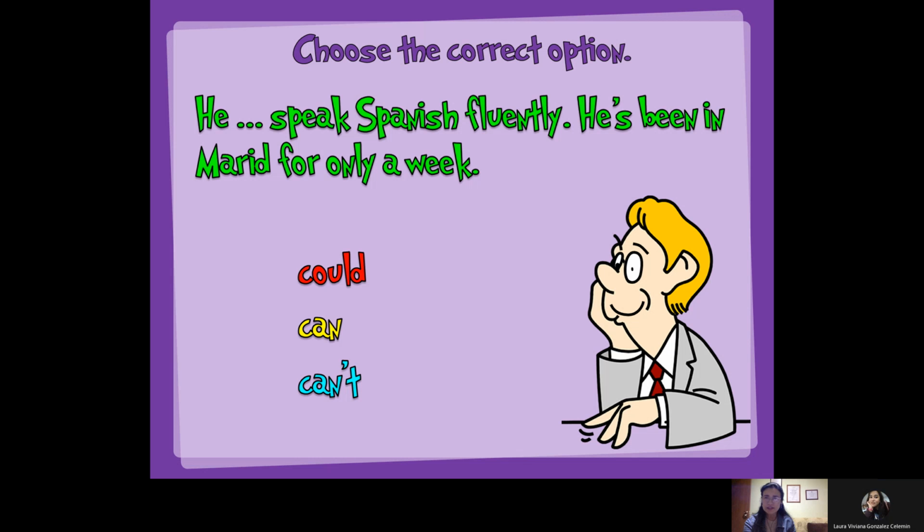No puede tener ya esa habilidad de hablar español fluido. That's why the appropriate modal is can't. He can't speak Spanish fluently. It's an inability. He's been in Madrid for only a week. Very good. Let's go on with the next example. Next one.